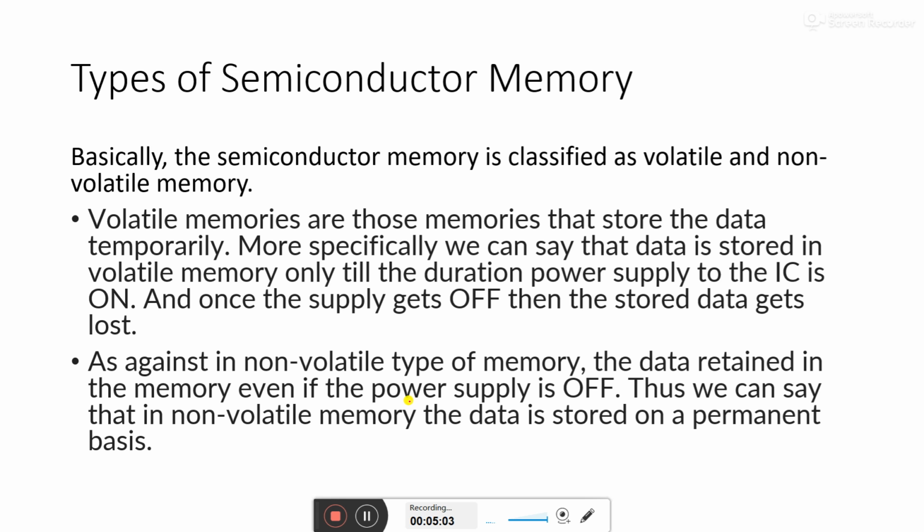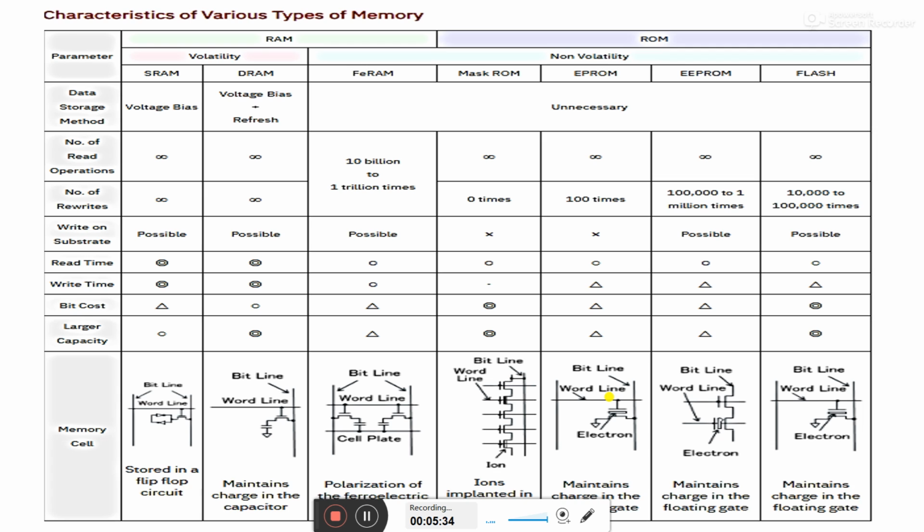So you know about this, that there are two types of memory. One is volatile memory, and these are those memories that can store data temporarily. More specifically, we can say that the data is stored in a volatile memory only for the duration of the power supply. As against non-volatile memory, when the power supply gets switched off, the data also gets deleted from the memory. So these are two types of memory.